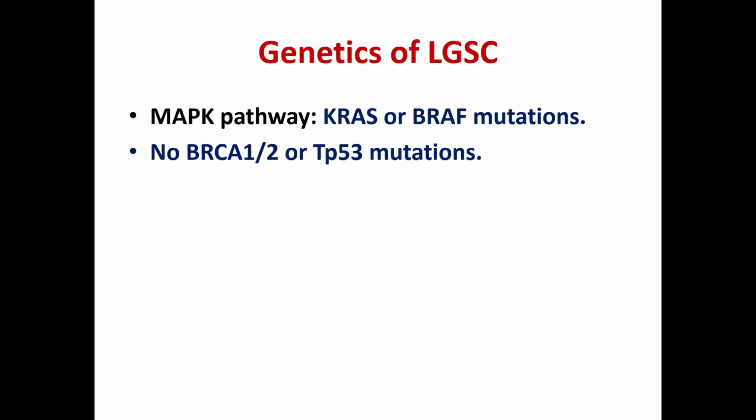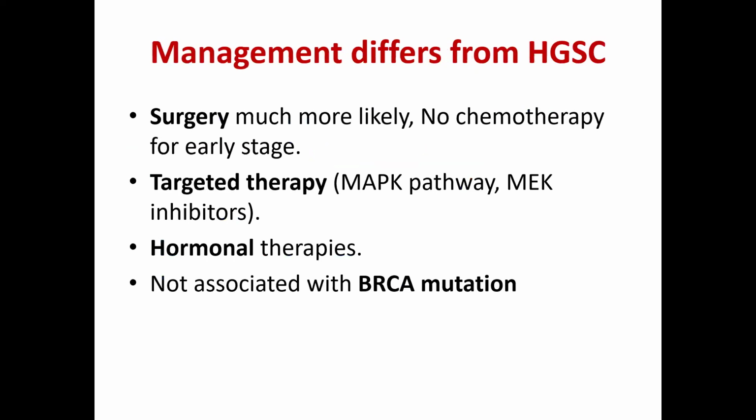So the genetics of low-grade serous carcinoma tend to have abnormalities in the MAP kinase pathway, KRAS or BRAF mutation. There is no BRCA or TP53 mutation. Low-grade serous carcinoma generally differs from high-grade serous carcinoma at the management level, as surgery is more likely in low-grade serous carcinoma.